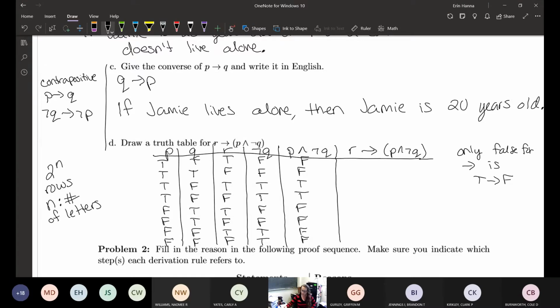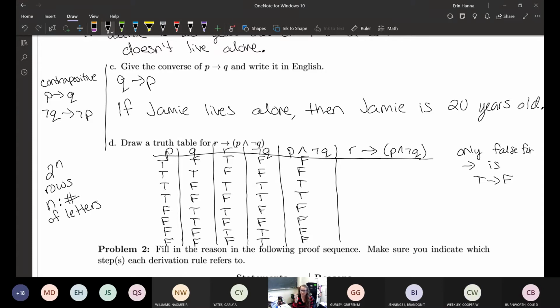Remember, all of the false implies anything is true. If I say, if it's raining, I will drive you home, whether or not I drive you home doesn't mean that the statement I told you was false. Maybe if it had been raining, I would have driven you home.